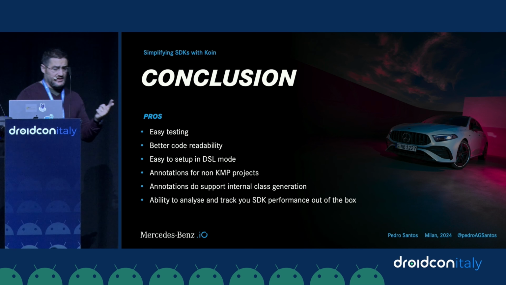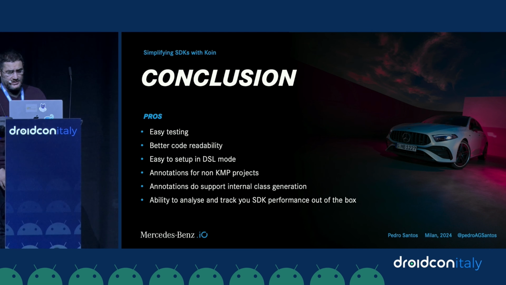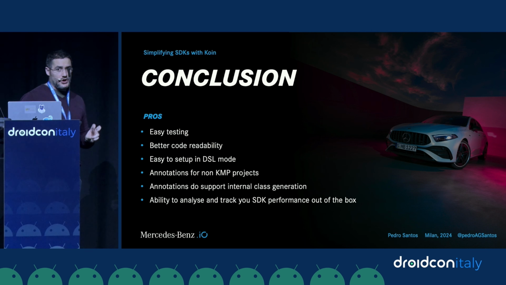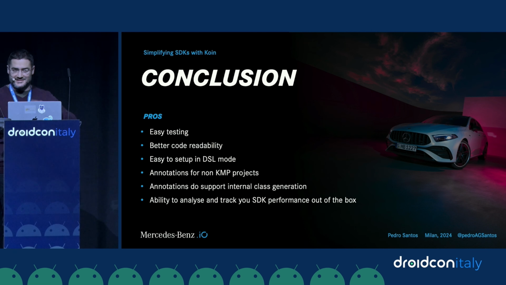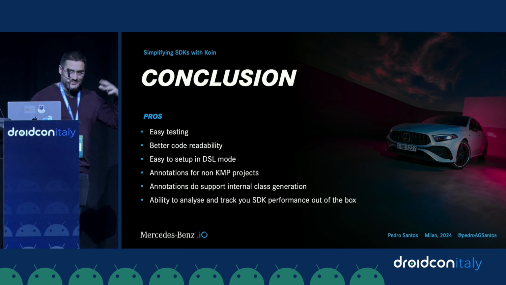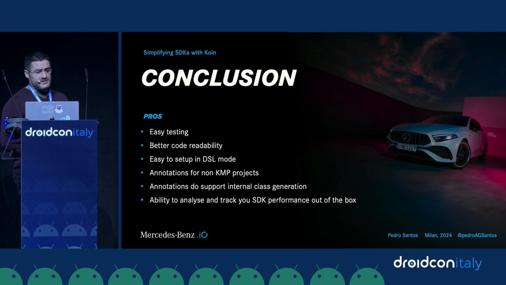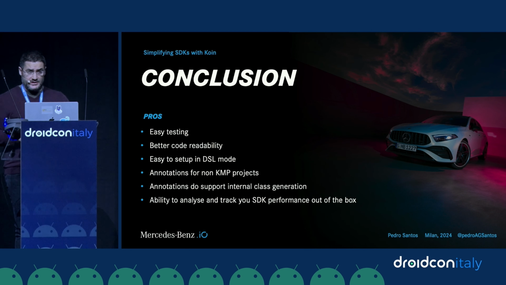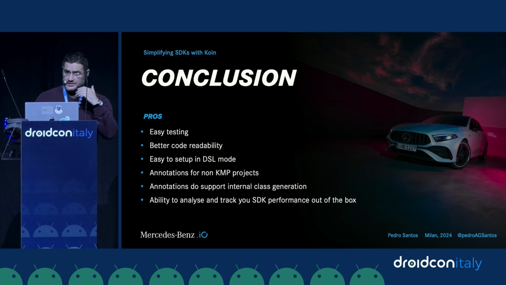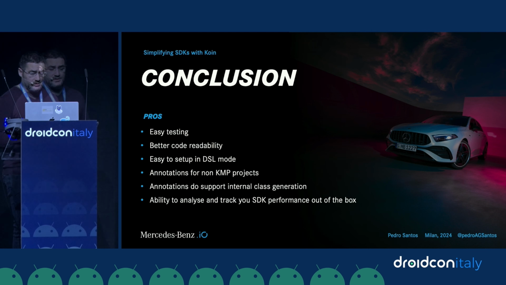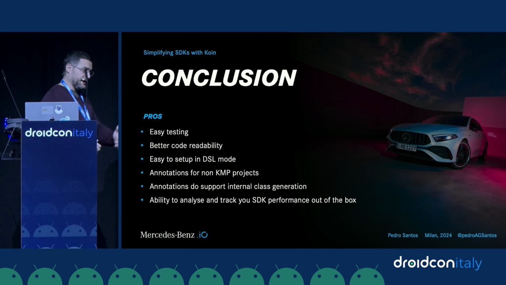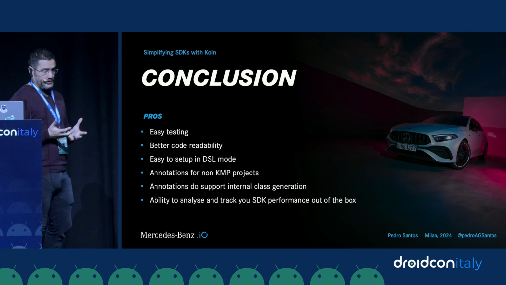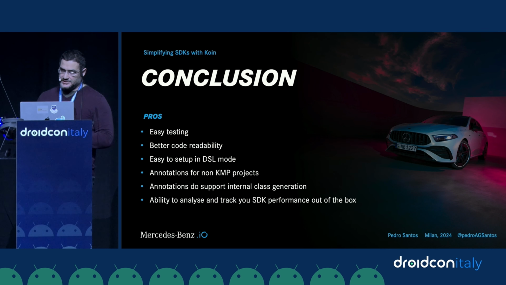You can use DSL. You can actually use annotations, but with non-KMP projects or otherwise, you'll have to bring all this setup that you saw there. And if you use annotations, they do support internal. So if you annotate a class as internal, the one that is generated for you is internal too, so no problem at all. The ability to analyze and track performance out of the box is more Koin based. You can monitor it cloud based.